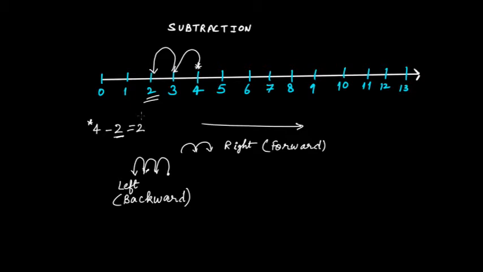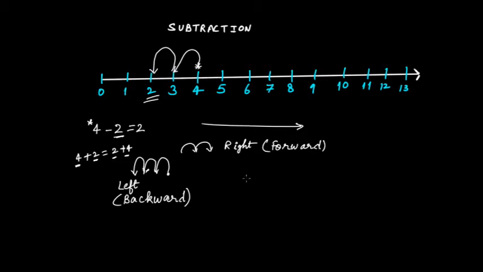Now remember, as in the case of addition, I told you that 4 plus 2 is equal to 2 plus 4, and therefore you can start either from 4 and take 2 jumps, or start from 2 and take 4 jumps. But that would not be the case in subtraction. You cannot start from 2 and take 4 jumps backward, because in that case you will get a negative number, which you cannot plot on this number line, and the answer would be different. So 4 minus 2 is 2, and you landed at 2.